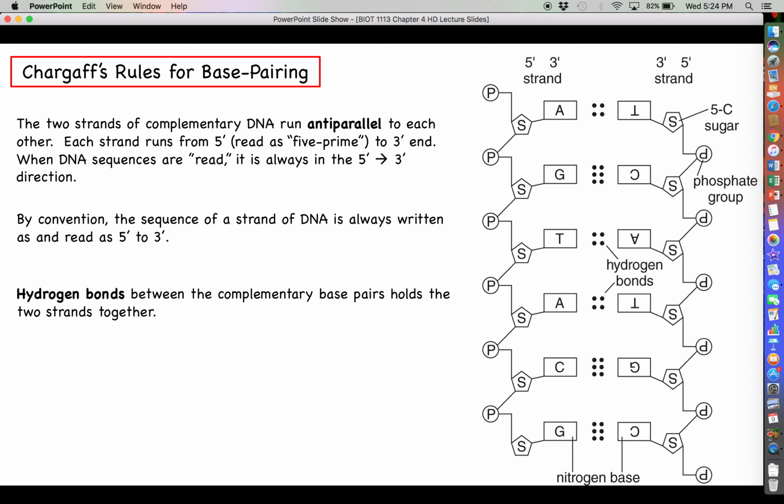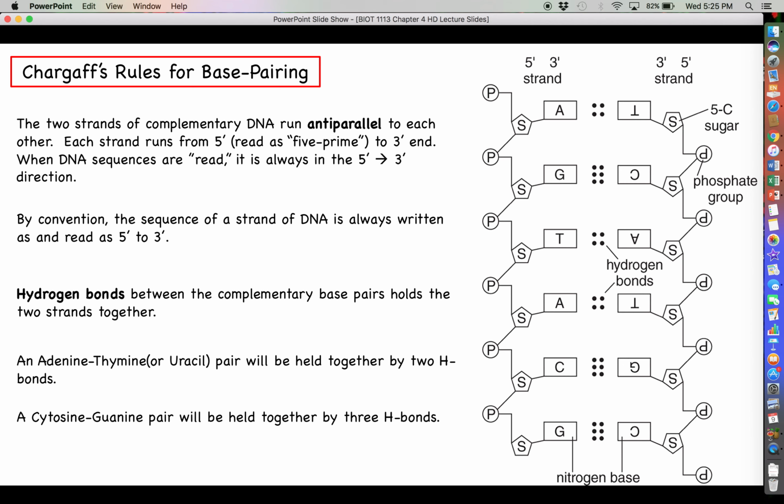And then the dots that you're seeing here that are in between the bases, you may be wondering what those are. Those are the hydrogen bonds that bind the 2 complementary strands together. What you may notice here is that the adenine-thymine or adenine-uracil pair has 2 pairs of dots between them, whereas the cytosine-guanine pair has 3 pairs of dots between them. So each pair of dots signifies a hydrogen bond. The adenine-thymine pair is held together by 2 hydrogen bonds. The cytosine-guanine pair is held together by 3 hydrogen bonds.